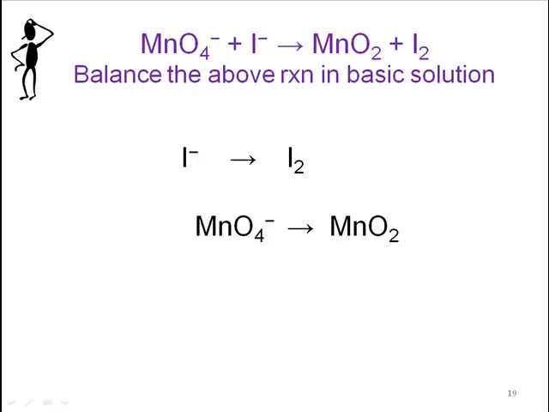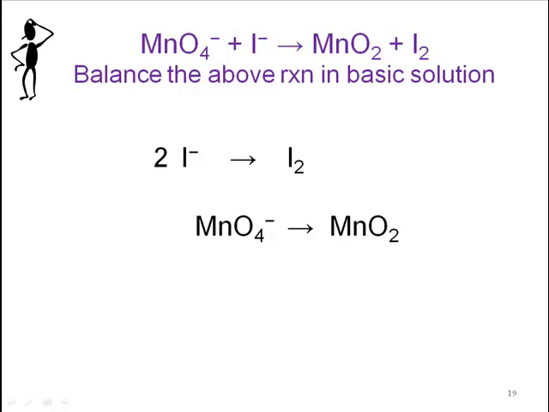First one is, you've got your I going to I2. In order for this to happen, is it losing or gaining electrons? Losing electrons. So that means this one is going to be oxidation. This one's going to be reduction. Once you have those equations, you balance all the elements except hydrogen and oxygen. So two I's, the Mns are balanced. You're good to go. Now we're on step 3.